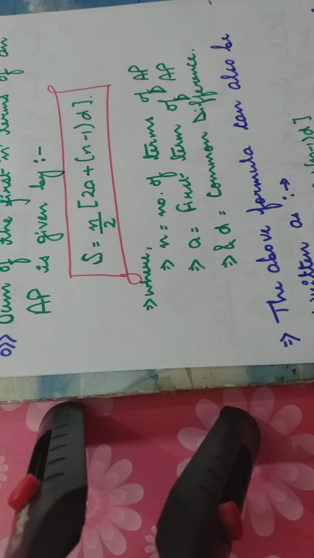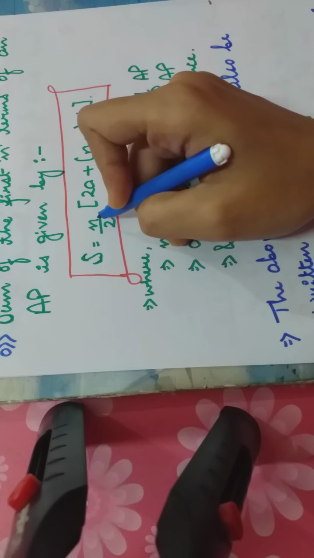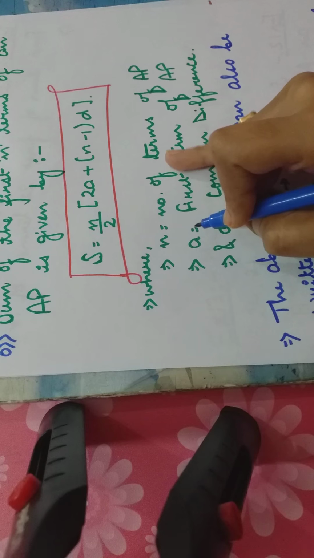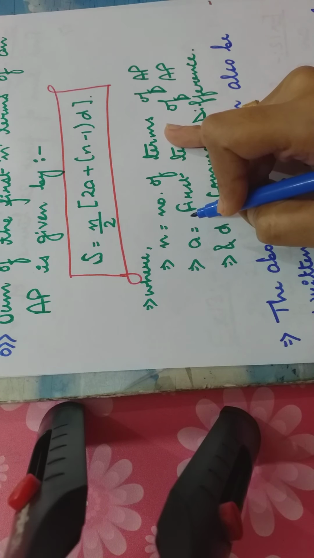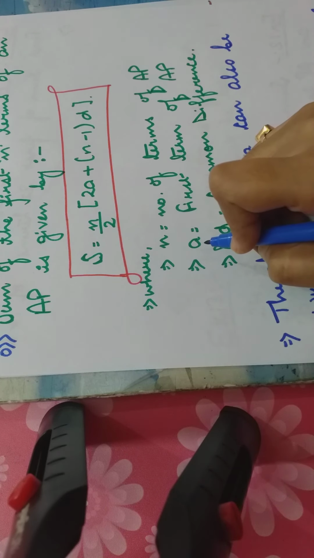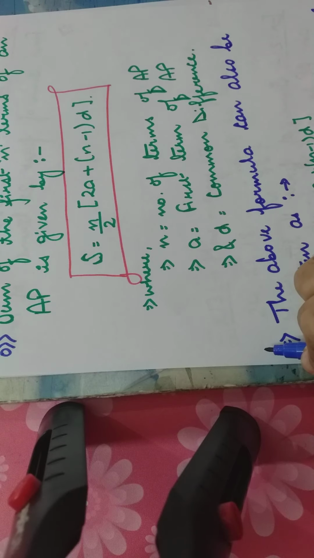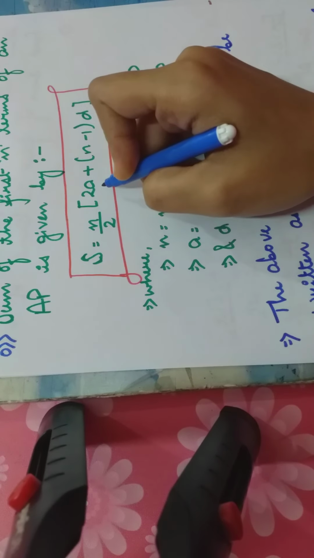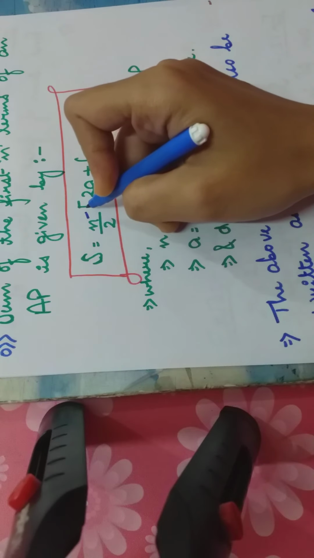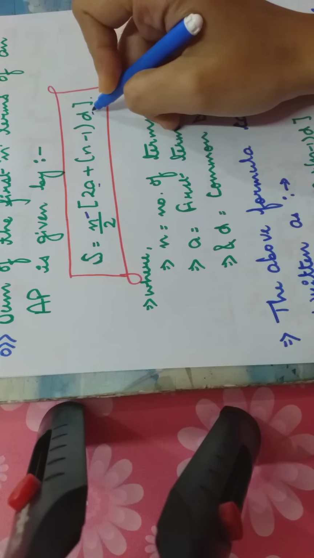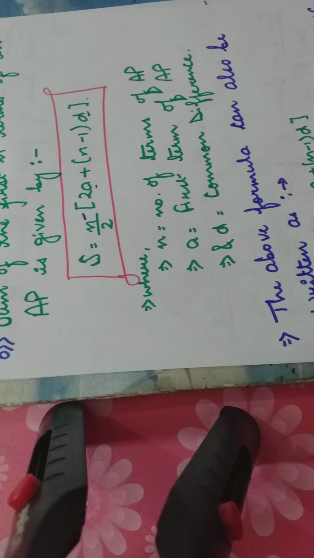So, for finding the sum of the first n terms of an AP, the formula is S equals n by 2 into 2a plus n minus 1 into d, where n is the number of terms in an AP, the number of terms given in that AP series. a is the first term of an AP. d is your common difference. a is the first term, n is the number of terms, and d is the common difference. The common difference is the same in an AP.